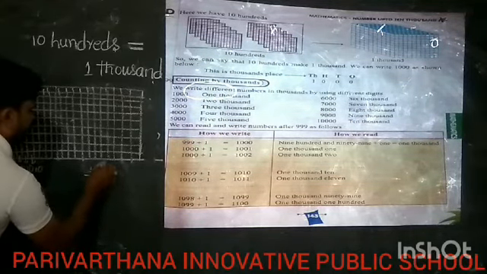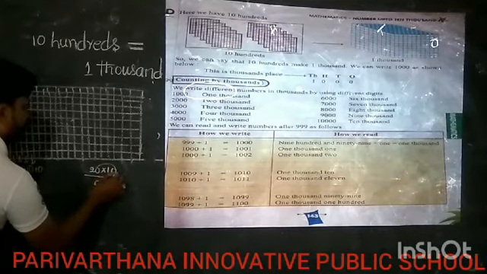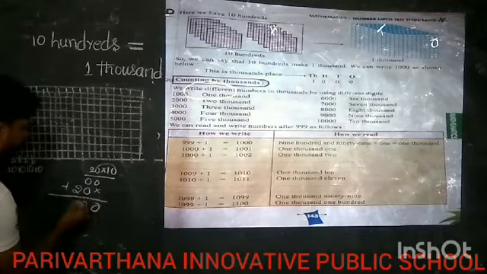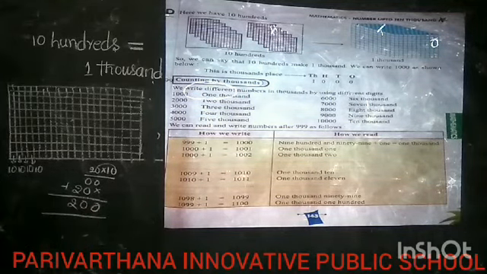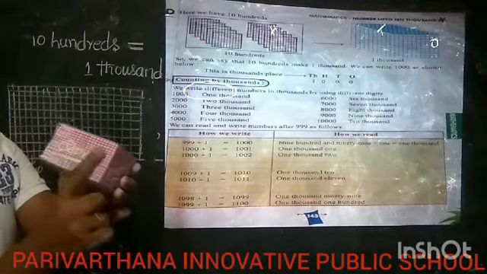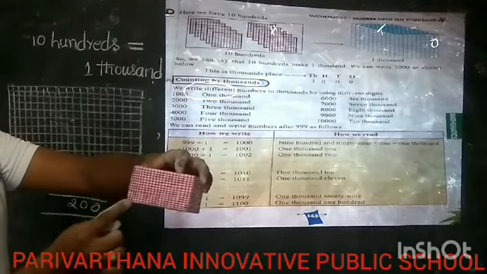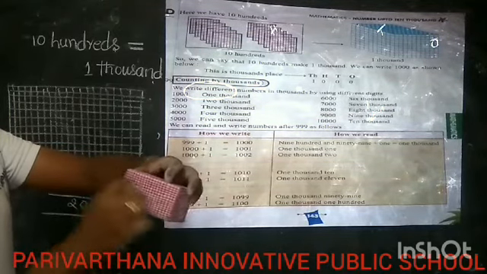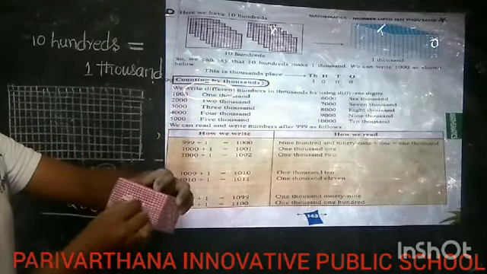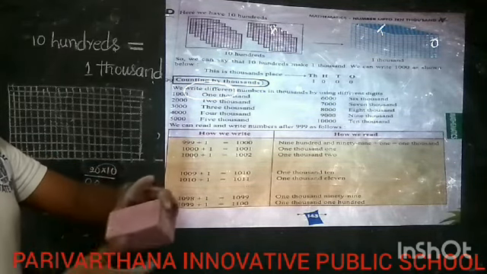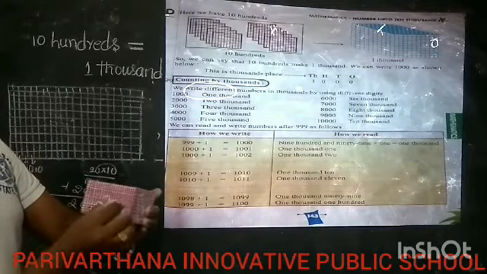20 × 10. That means this one side is 200. It is also the same, this side up to this 20. Clear? Like this 10. It is 200. Clear? Here also 200. And here also 200.